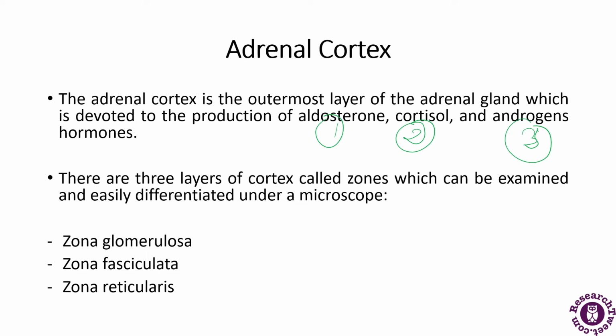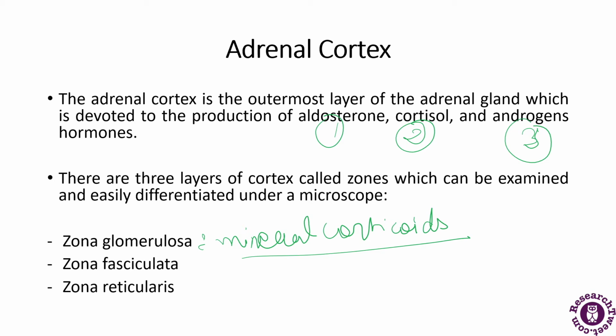There are three layers of the adrenal cortex, called zones, and these can be examined and easily differentiated under a microscope. What are the three zones? Zona glomerulosa, fasciculata and reticularis. Now the zona glomerulosa secretes mineralocorticoids like aldosterone.